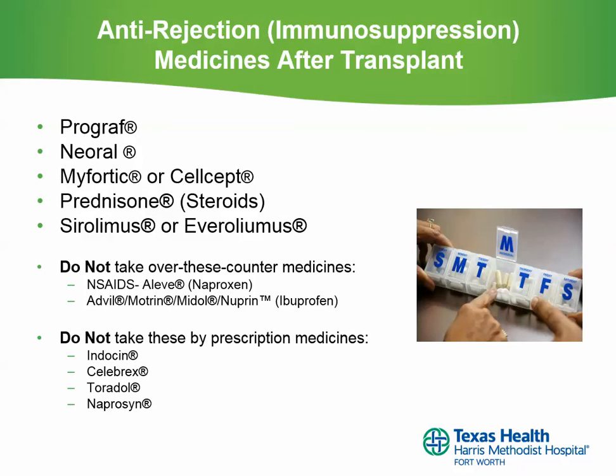This is a sample list of anti-rejection medicines or immunosuppression medicines that you will be taking after transplant. It includes Prograf, Neoral, Myfortic, Rosuvastatin, Prednisone, which is steroids, Sirolimus or Everolimus. You will not be taking these over-the-counter medicines that include NSAIDs, which is Aleve or Naproxen, Advil, Motrin, Midol, Nuprin, which are ibuprofen products. This last group are prescription medicines that you will avoid: Indocin, Celebrex, Toradol, and Naproxen.